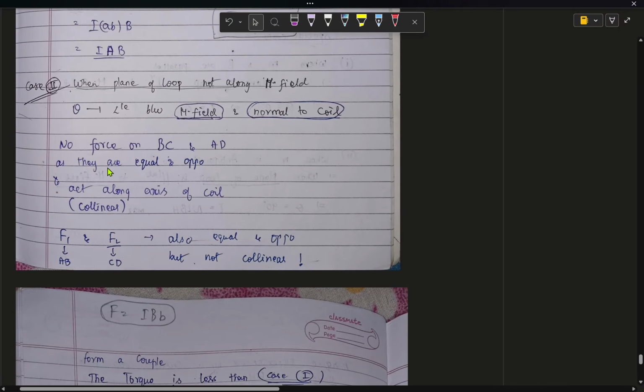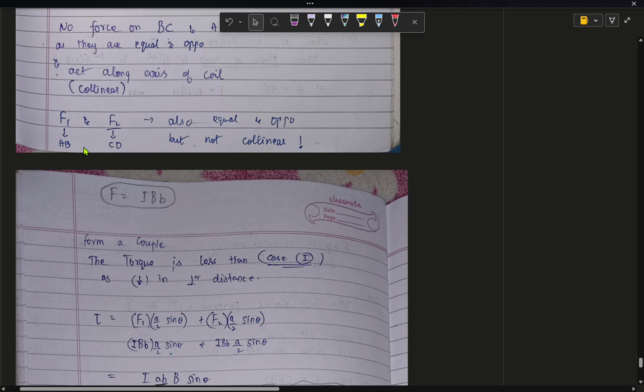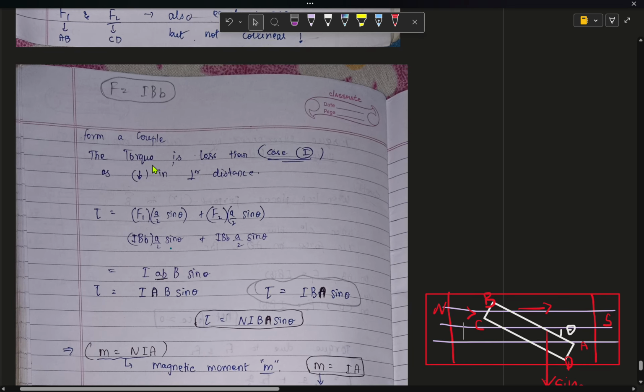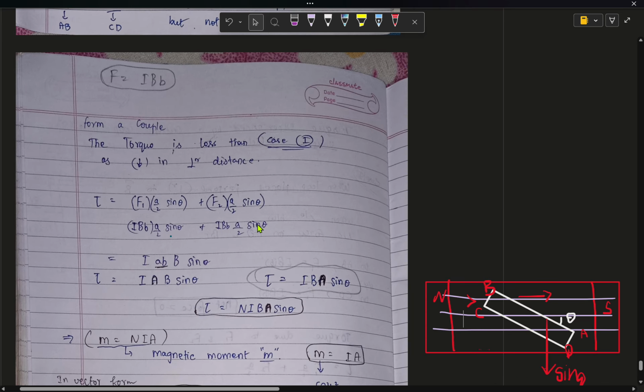Let's see. No force on BC and AD as they are equal and opposite. Force due to AB and force due to CD will be there, equal and opposite, but not collinear. The sine component of these two forces will actually cause the loop to rotate, not the cos component, because the cos component, though it acts in this direction, is parallel. The sine component acts perpendicular. So the formula says F = ILB sin theta. We take the sine component, not the parallel component.